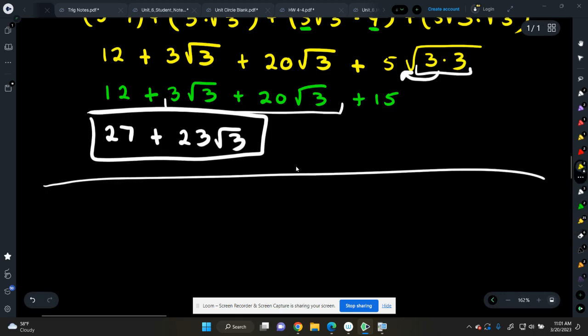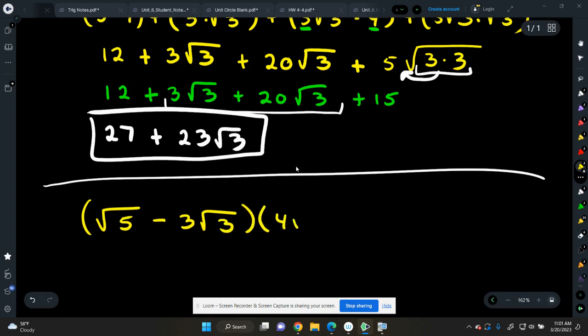Okay, let's do the square root of 5 minus 3 root 3 times 4 root 4 minus root 3.